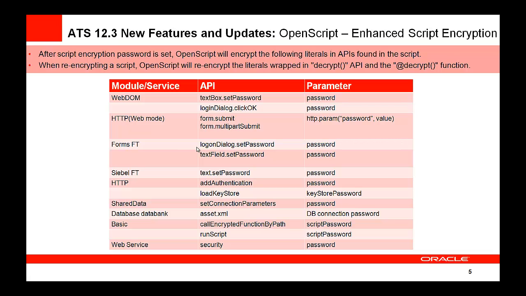This slide shows the API parameters that will be encrypted after an encryption password is set for the script. When re-encrypting a script, OpenScript will look for the literals wrapped in decrypt API and the decrypt function and re-encrypt them.